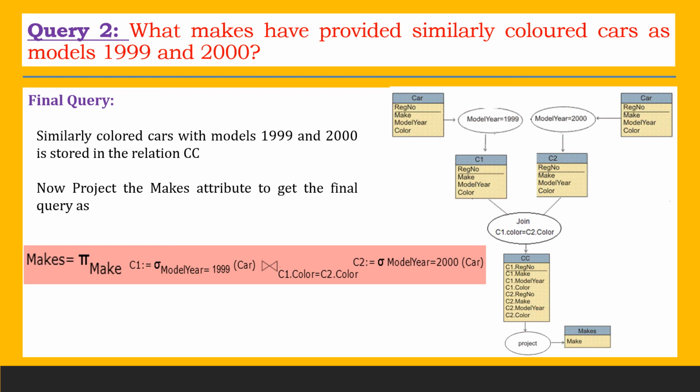You can see that figure. We will get C1 as the model year 1999, C2 as the tuples having the model year 2000, and we are joining it using an equijoin operation. C1 dot color is equal to C2 dot color. Then we'll get a table named CC, that's the intermediate table, and among that table we require only one attribute named make. So we are projecting it with the help of the project operator.